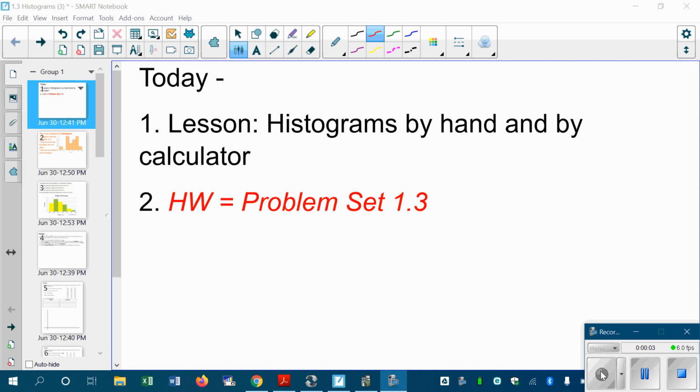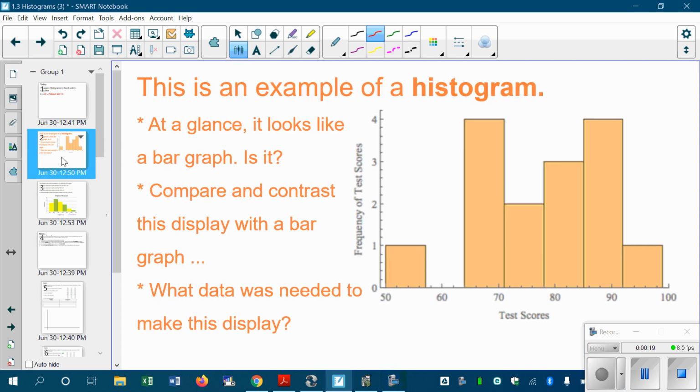Hi, today's topic is histograms, and we are going to stick with our theme of learning to make univariate graphs both by hand and using technology. Today we are going to discuss making histograms by hand and also making histograms using a graphing calculator. These first couple slides are not necessarily in your printed or written notes, so I just want you to look at this with me.